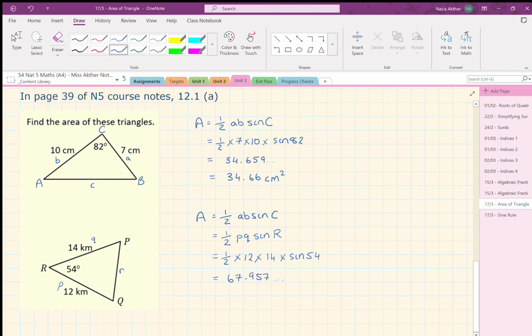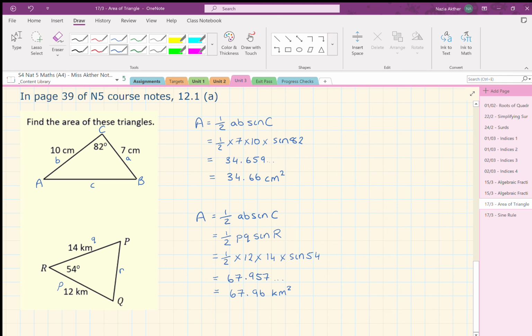because it goes on. And then because we're not told how many decimal places we need to round it to, then we just round it to 2 decimal places. So that then becomes 67.96. Now because this time in this diagram we're working with kilometers, our final answer will have the units kilometers squared because it's area we're dealing with.